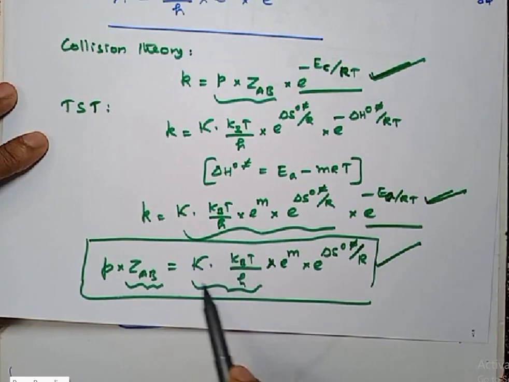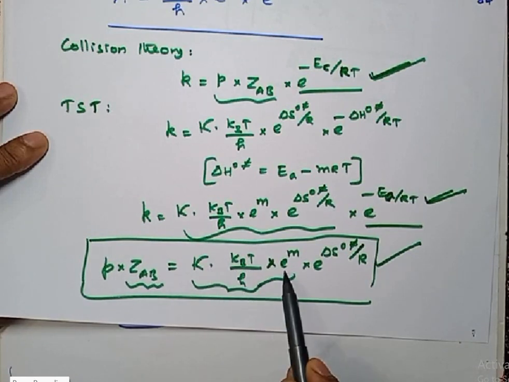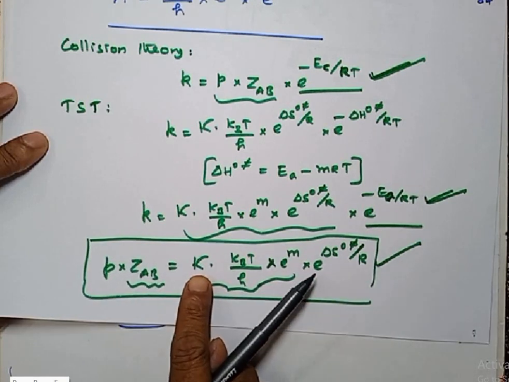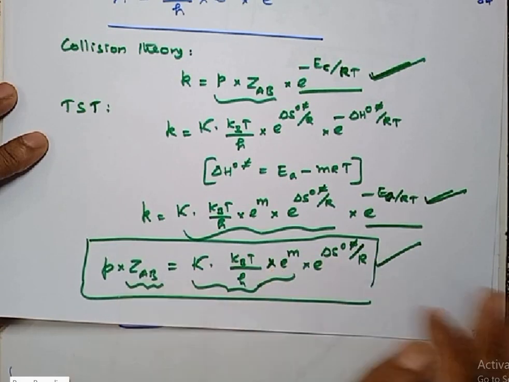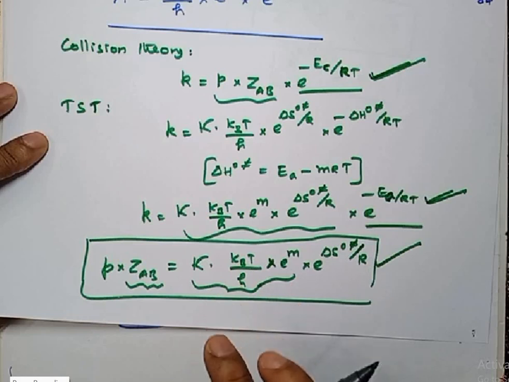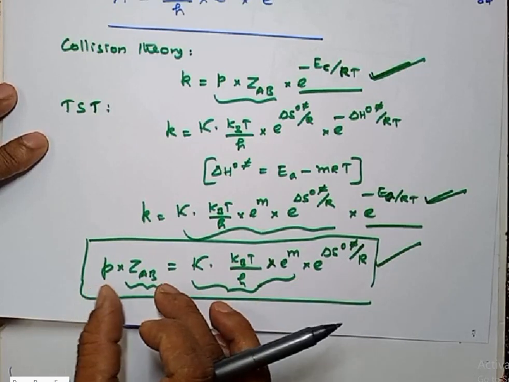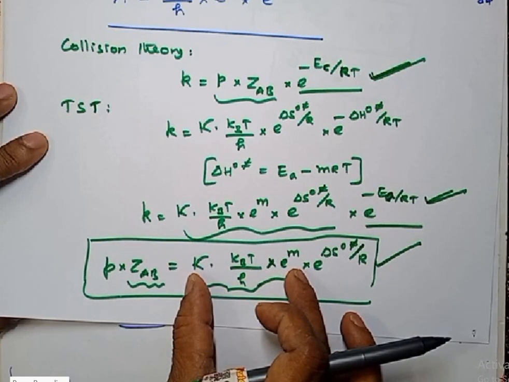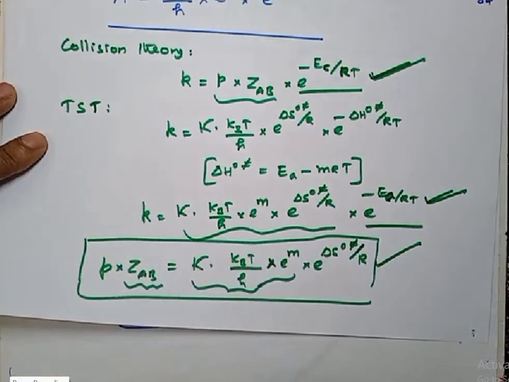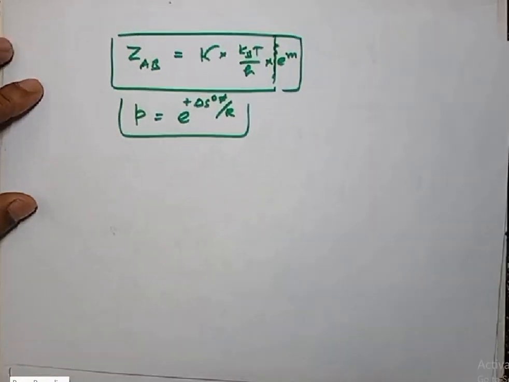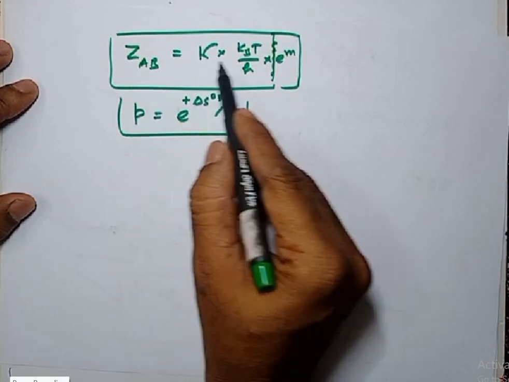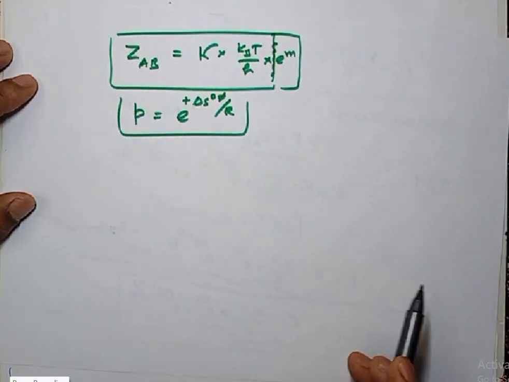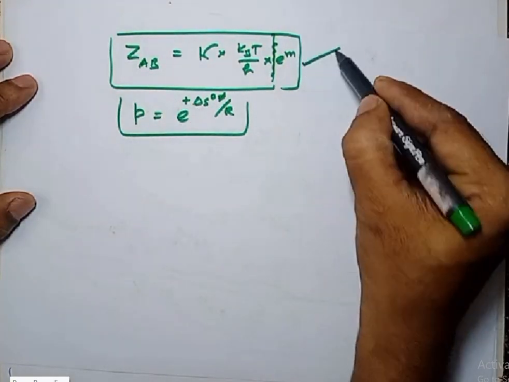Here this term kappa into kBT by h into e power m has the unit of frequency. Actually, kappa has no unit, e power m has no unit, but kBT by h has the unit of frequency. And on the left hand side, ZAB has the unit of frequency. Therefore, ZAB should be equal to this quantity, and e power delta S double dagger should be equal to the steric factor. So we can write ZAB equal to kappa into kBT by h into e power m, and P is equal to e power plus delta S naught double dagger by R. Okay, take one.